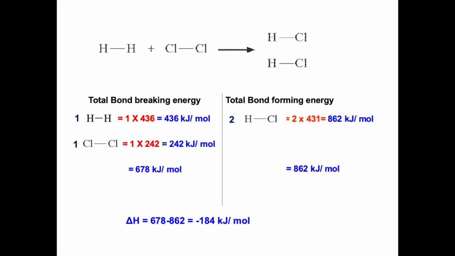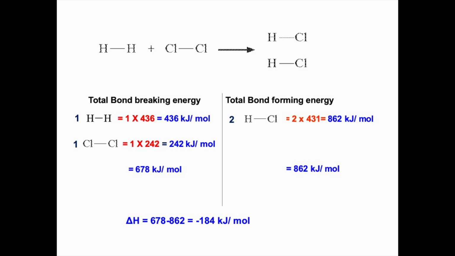Delta H is negative here because more energy is released on forming bonds in the products than was used to break the bonds in the reactants. Because the bond forming energy is higher in terms of its value than the bond breaking energy, you have an exothermic reaction. So that's what we've got to look out for.